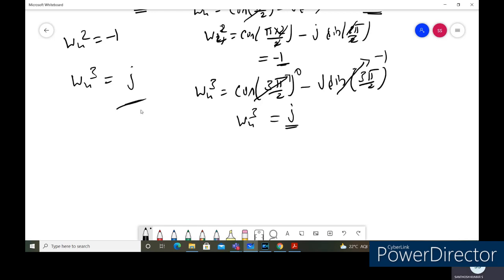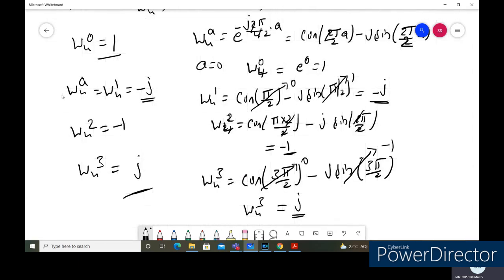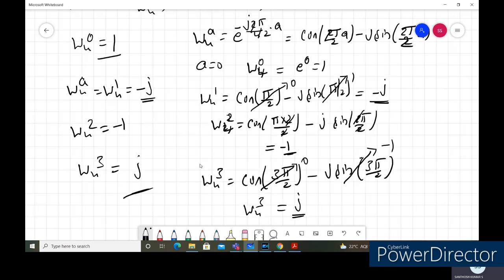So in general, we can represent the Twiddle factor values like this. Omega 4 to the power of 0 is equal to 1, and omega 4 to the power of 1 is minus j. Omega 4 to the power of 2 is minus 1, and omega 4 to the power of 3 is equal to plus j.